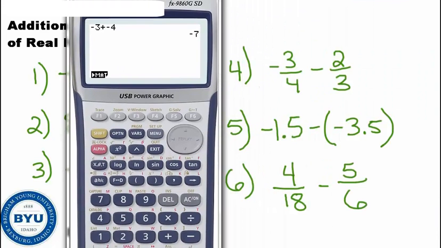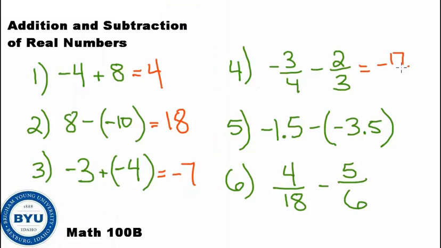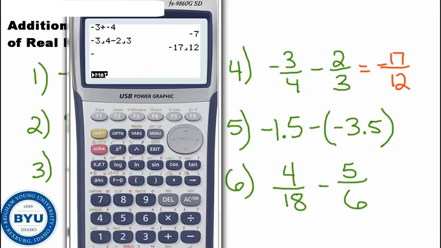For these ones over here, we would do -3/4 minus 2/3. Remember that you can use the ABC button in your calculator to represent fractions. We get -17/12. After that, we have -1.5 minus a -3.5, which gets us 2.